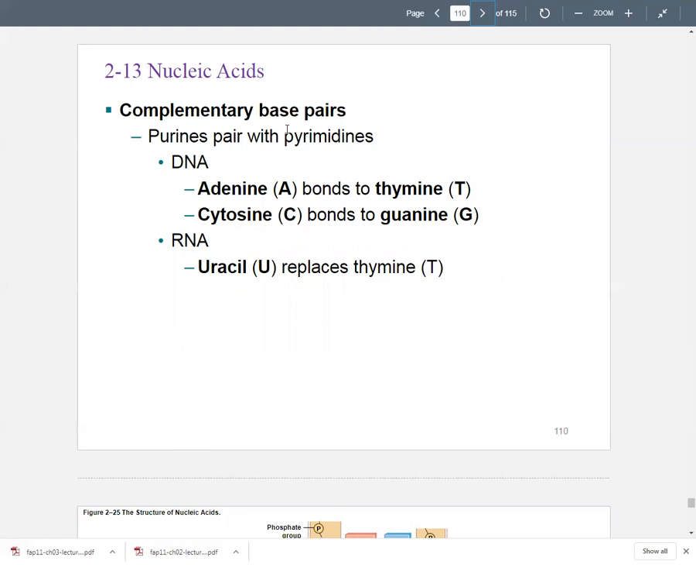Okay. Now, the only wrinkle here is that, for RNA, adenine still, basically, uracil is going to replace thymine. So cytosine and guanine will still bond to each other. But there's no thymine in RNA. So if there is an adenine in one strand and you're making RNA, the other strand is going to have uracil. Okay, uracil replaces thymine in RNA.